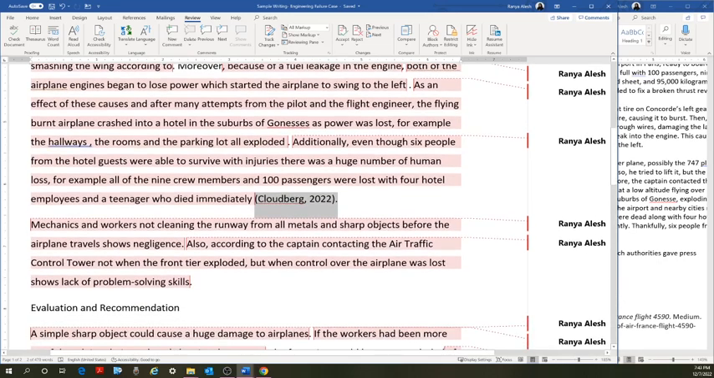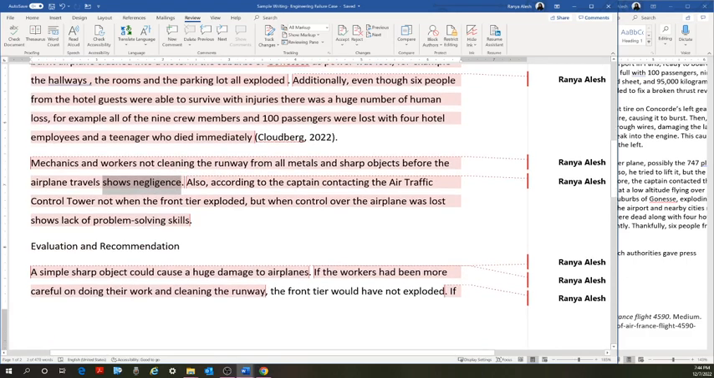Then we move into the second body paragraph, the analysis paragraph, where we don't have any in-text citation. Mind you, you need to mention at least 2 actions that happened during the failure or after. Here I've chosen 2. The first one has to do with mechanics and workers not clearing the runway. That indicates, in your analysis, carelessness. Another one is about the captain contacting the air traffic control tower, and that shows lack of problem solving skills, for example. Mind you, these actions will be later reflected in the last paragraph, which is the evaluation and recommendation.